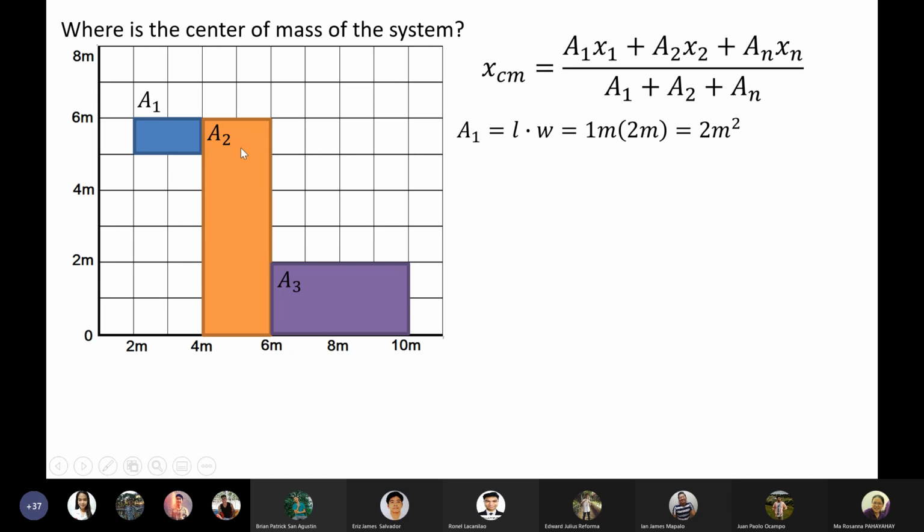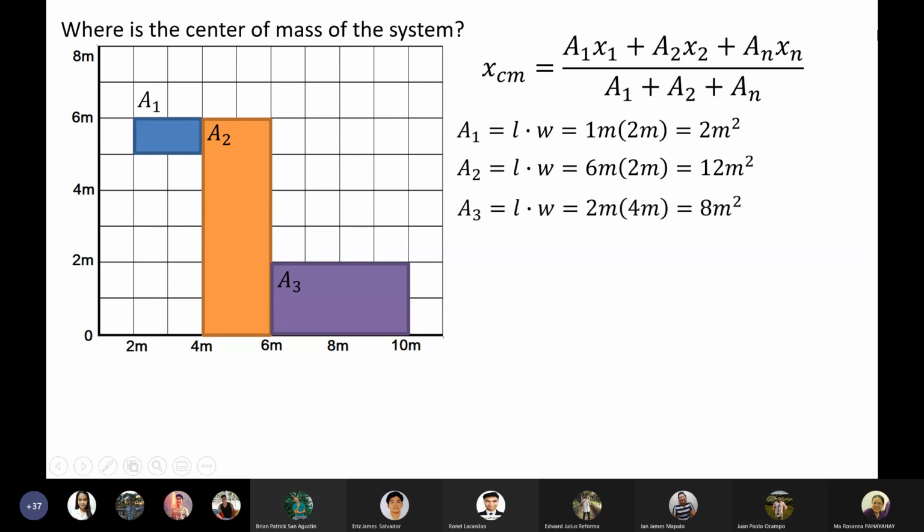For my area 2, ano sa tingin nyo ang area niya? What is the area 2? 12 po. Okay, so that is, this is 1, 2, 3, 4, 5, 6. So that is 6 meters times 2. So that is 12. How about area 3? 8. Okay, so that is 2 times 4, that is 8. So yun yung una nating isosolve.